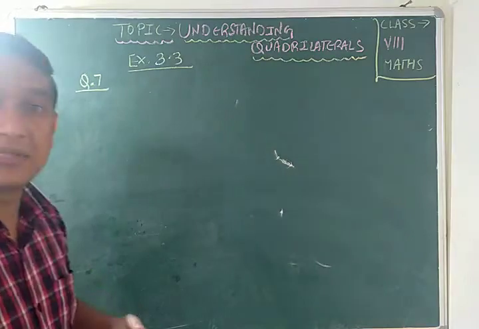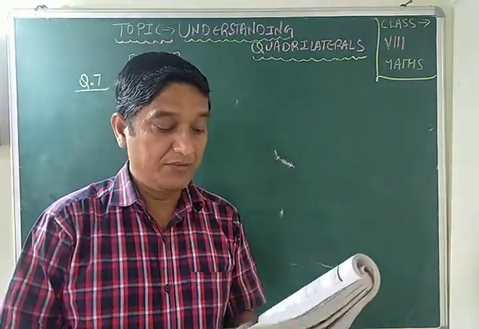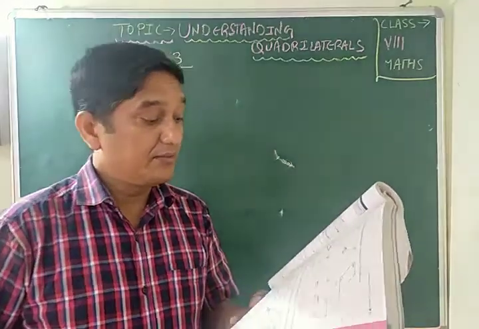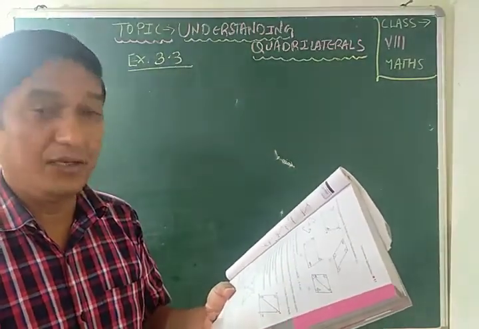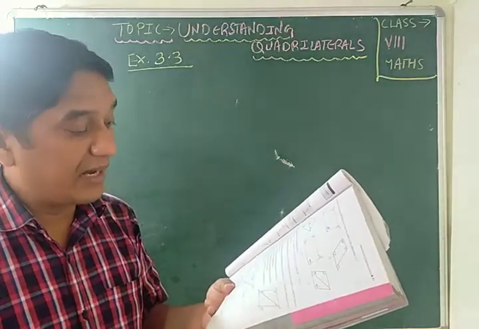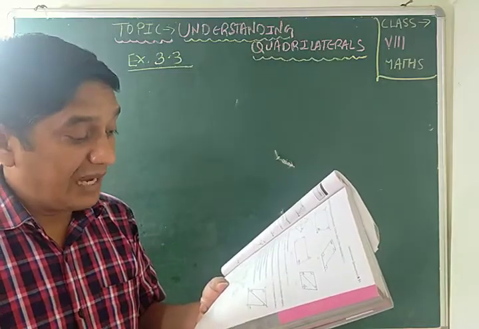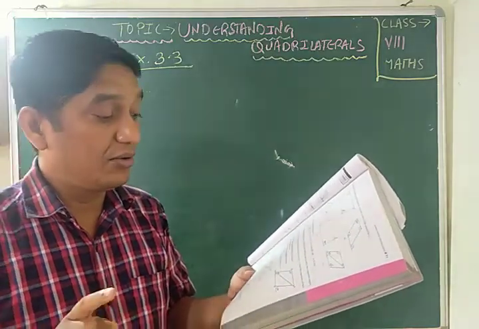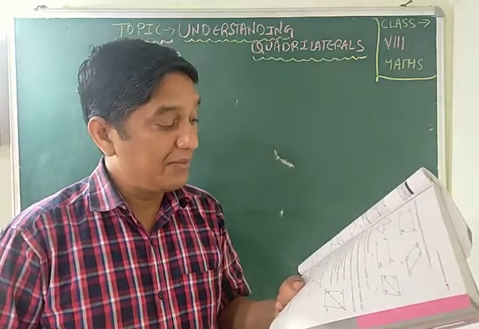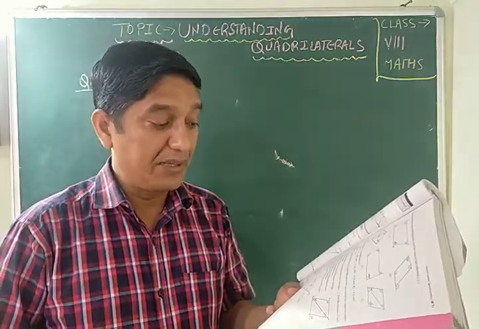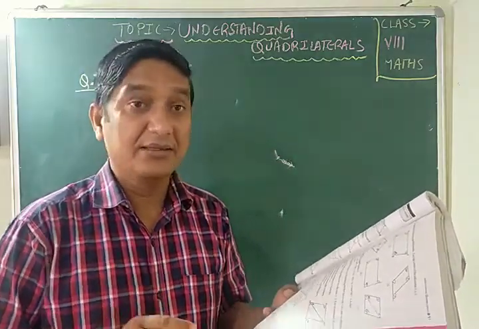Now question number 7. Now children, listen. In question number 7, what do we have? We have a figure HOPE, and that figure is a parallelogram. In this figure we have to find the angle measures of x, y and z, and you also have to state the properties that you used while finding these angles.